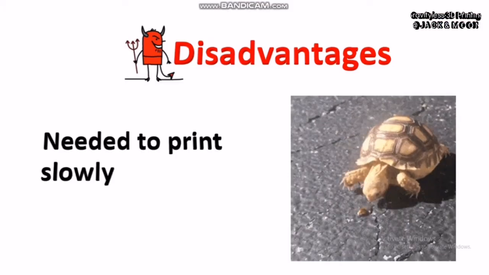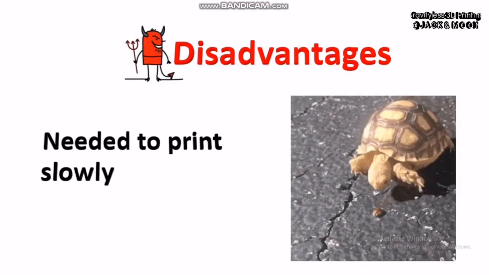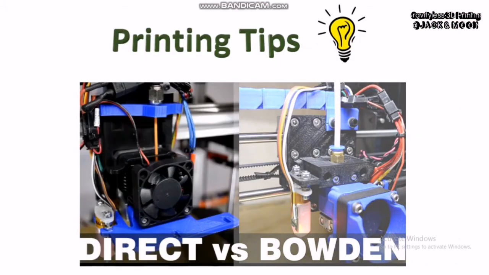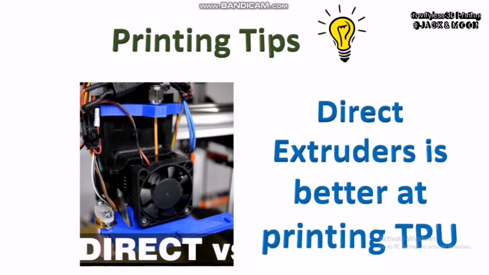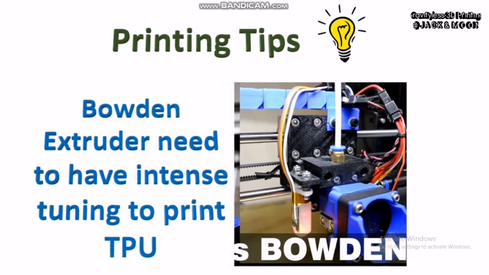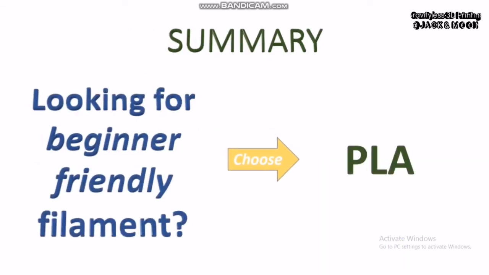The main disadvantage is that it needs to be printed extremely slow, which will cause the printing time to be extremely long. One tip to print with this type of filament is that it is always advisable to print this material using direct drive extruder. You can use a Bowden extruder to print this material too, but that will require more intensive tuning in terms of printing speeds. To sum all up, if you are looking for a beginner-friendly filament, choose PLA.